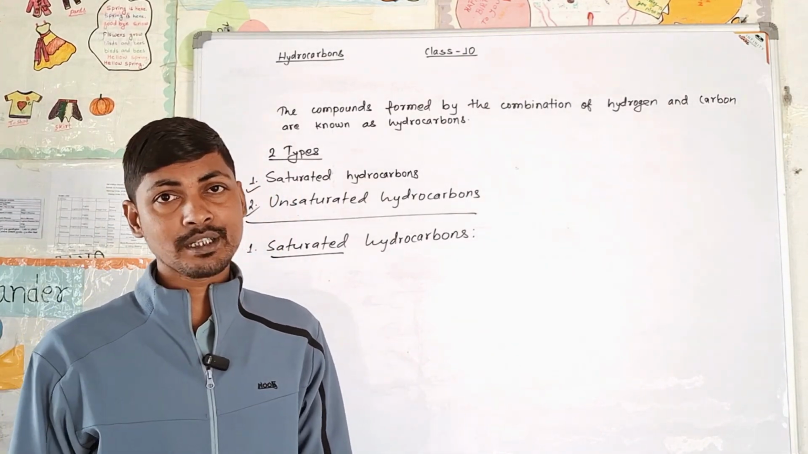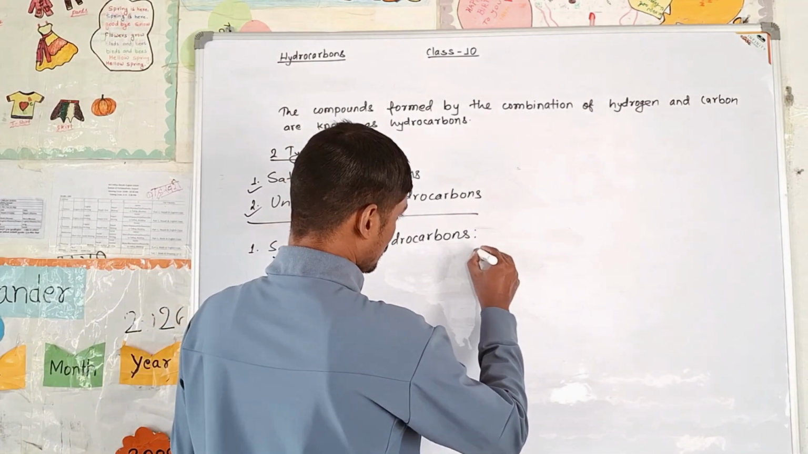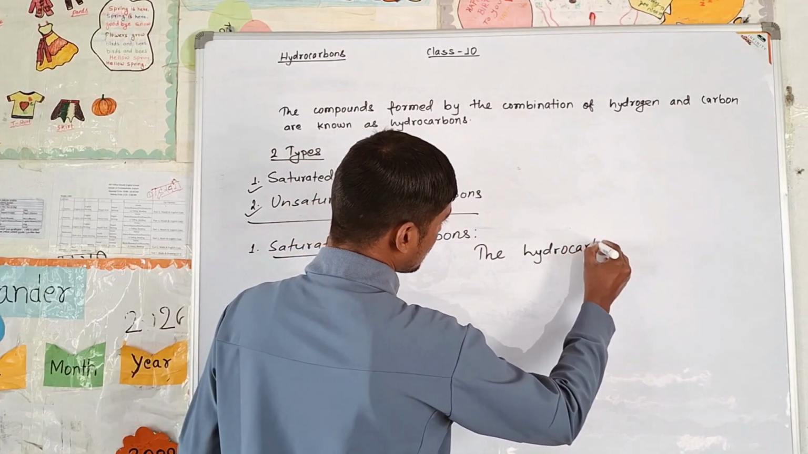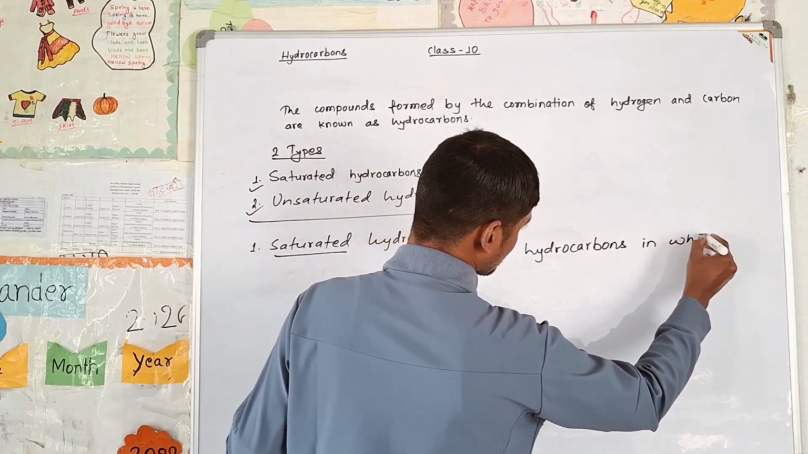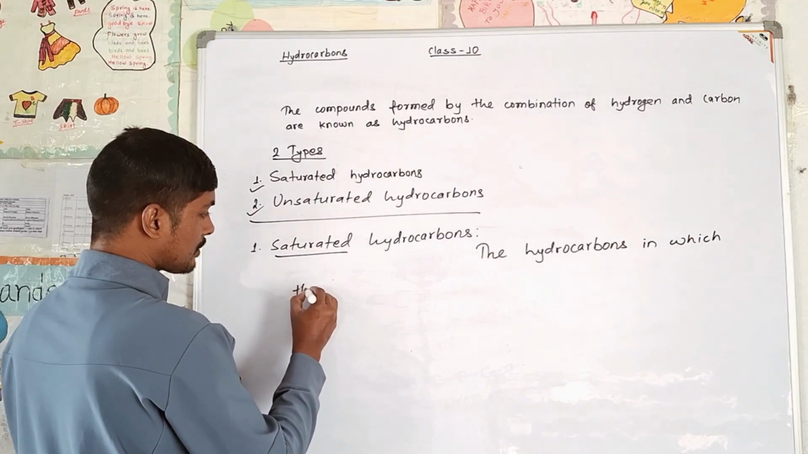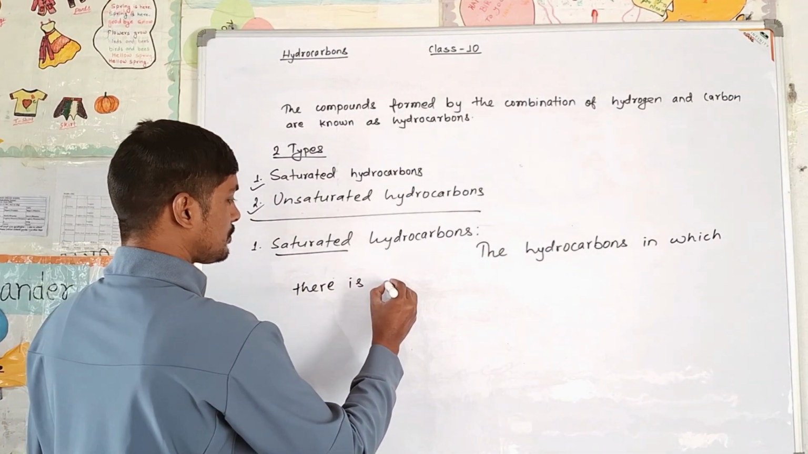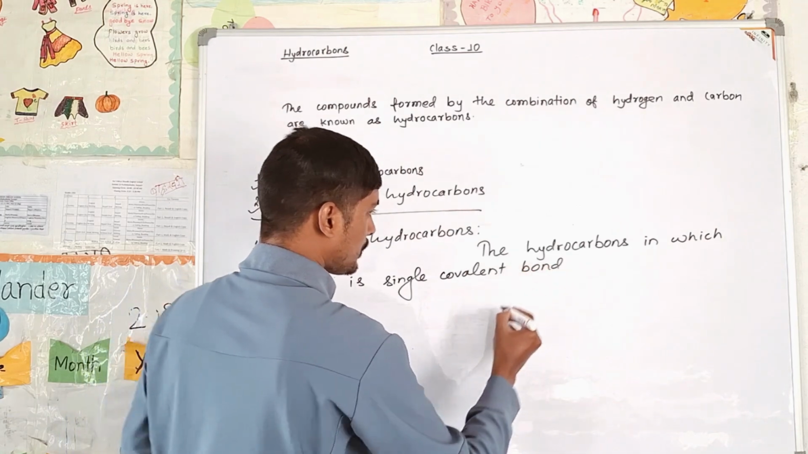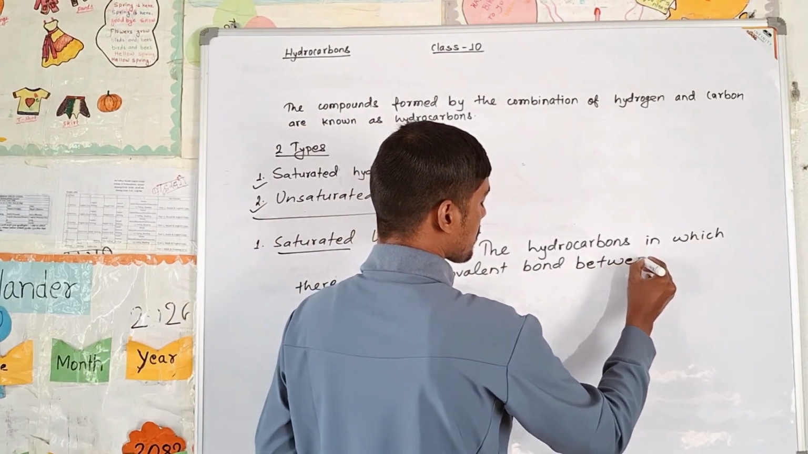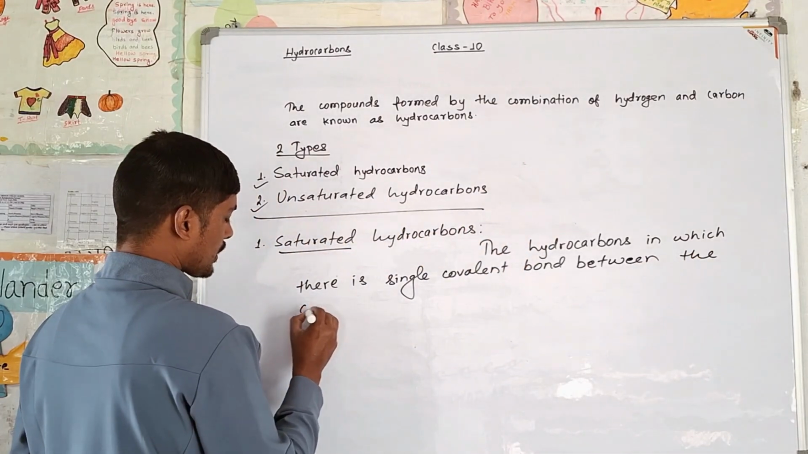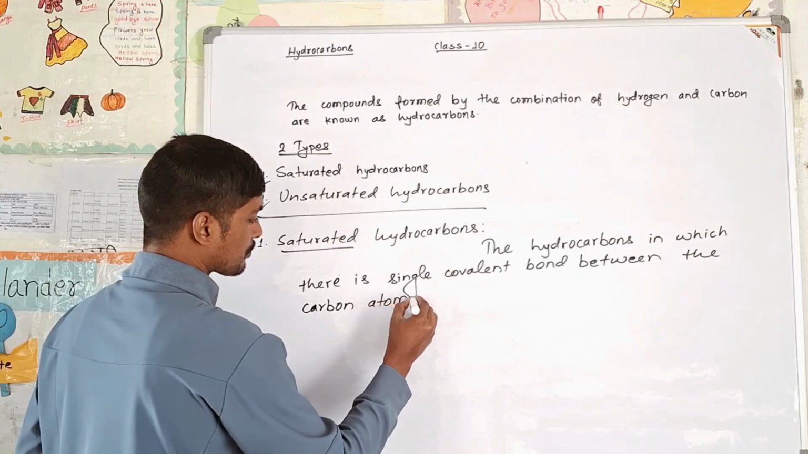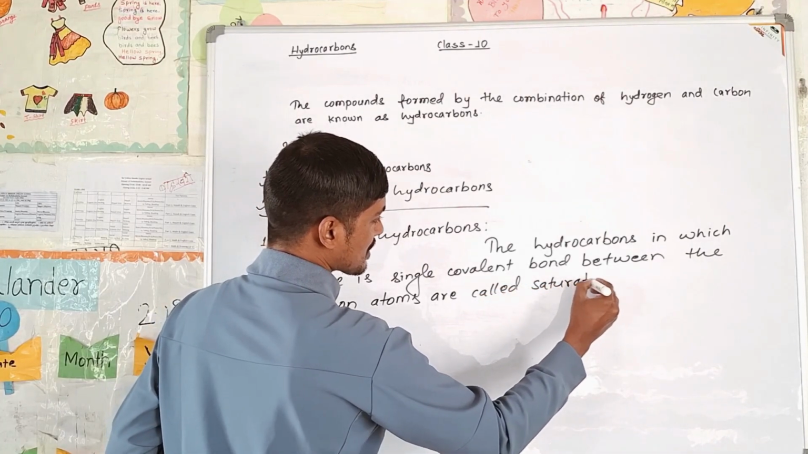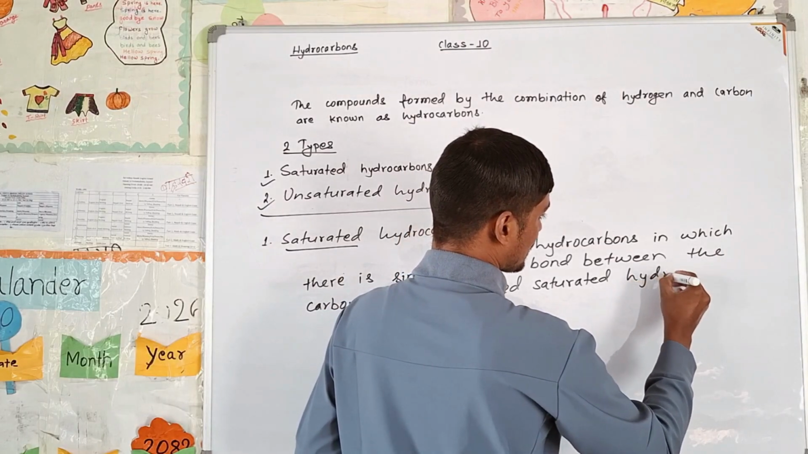Now, what is the definition of saturated hydrocarbons? The hydrocarbons in which there is a single covalent bond between the carbon atoms are called saturated hydrocarbons.